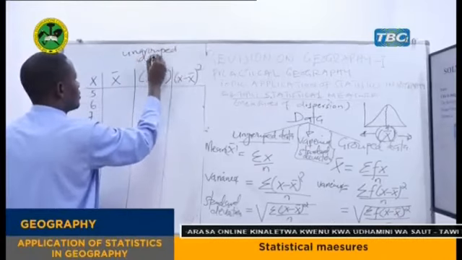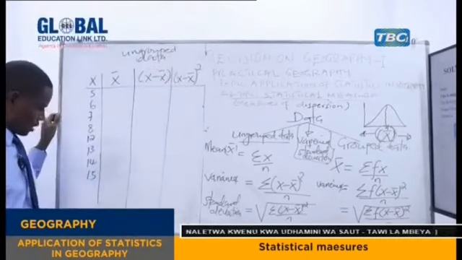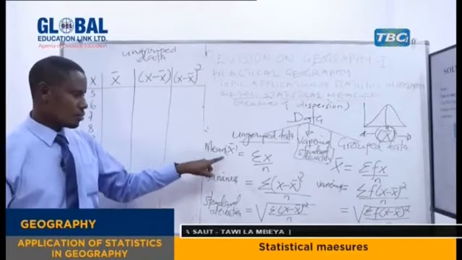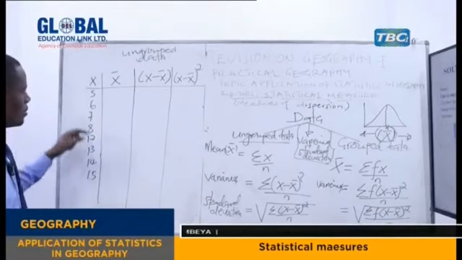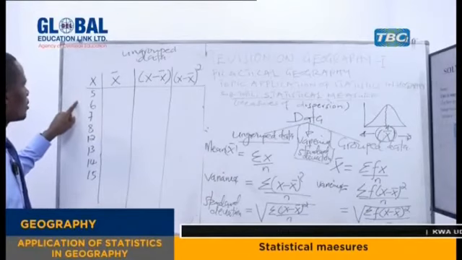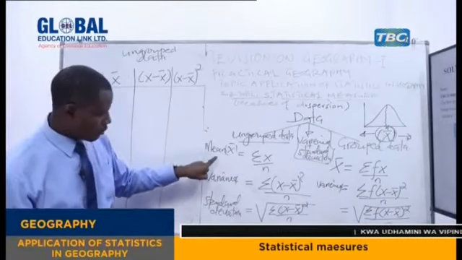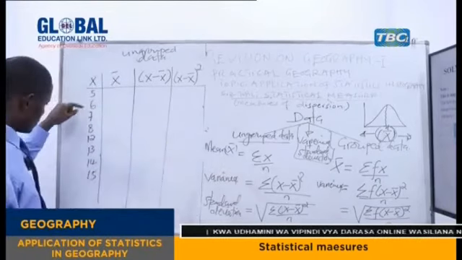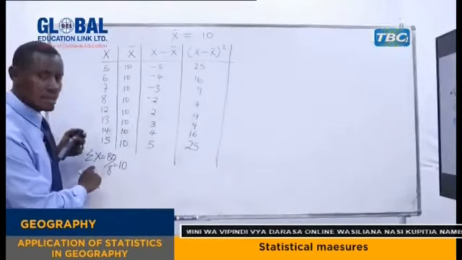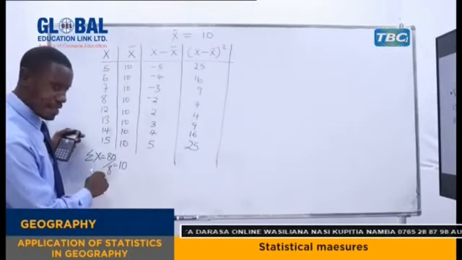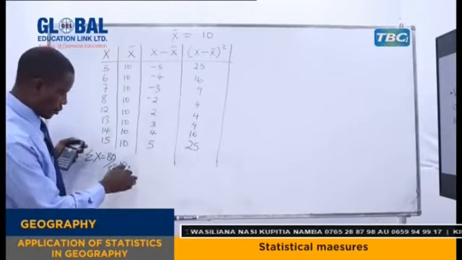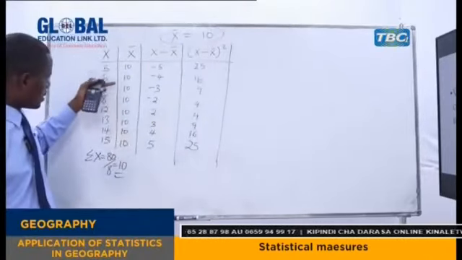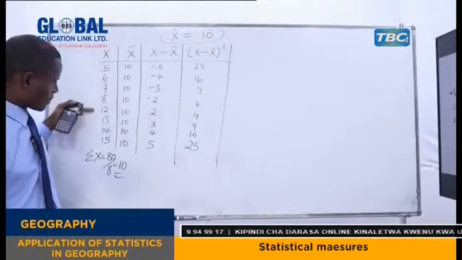So if you check on your data, those are ungrouped data. If it's ungrouped data, as we said, the first procedure should be the computation of the mean. The mean for ungrouped data is given by the summation of x over n. So we have to sum up the x values. We have said that is 80 over 8. Then you get 10. So 10, that is our mean.